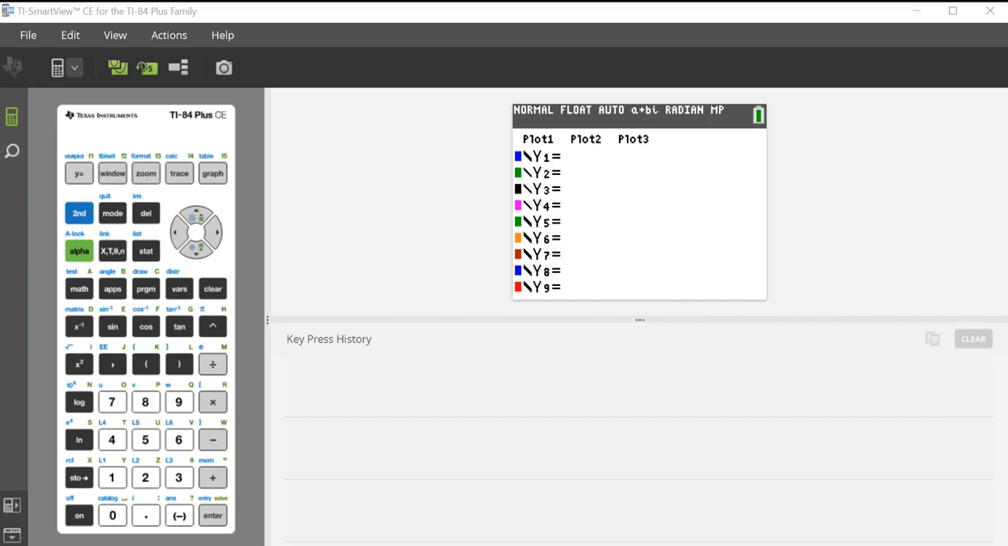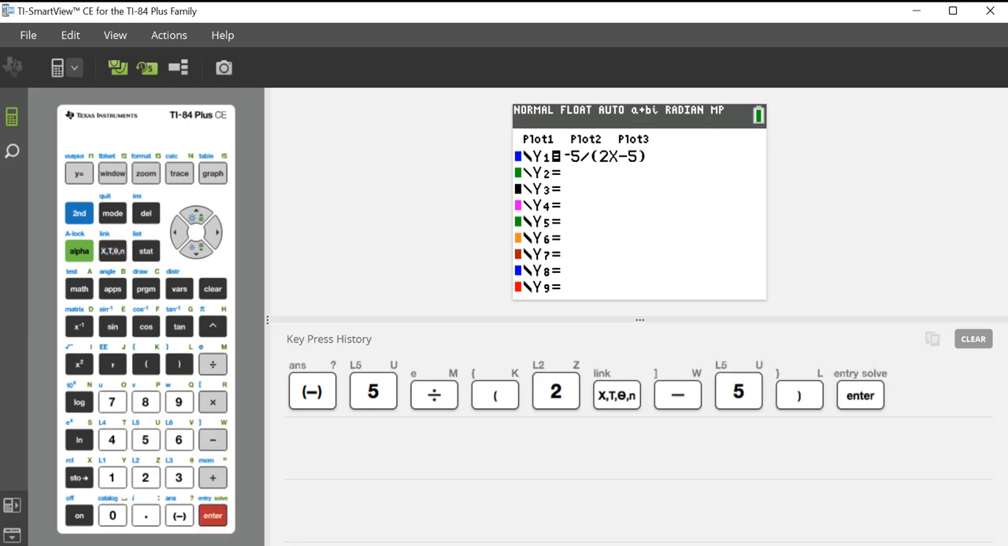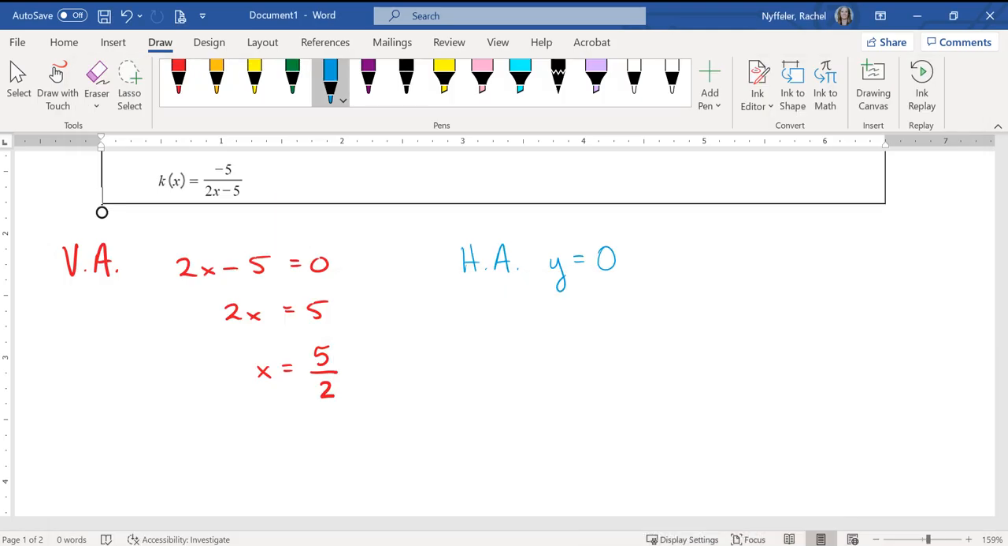Now on my calculator, if I go to y equals and I type in -5 over 2x minus 5, and I do zoom 6, I see that on my graph. Now, you can't really see it, but here at x equals 5/2, there's actually a vertical asymptote there. Okay, so I know about what my graph should look like.